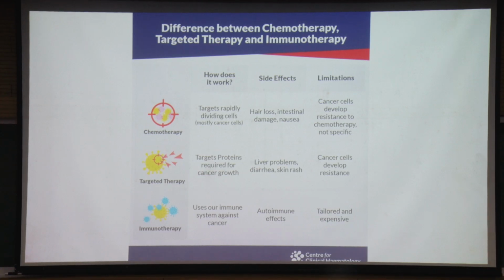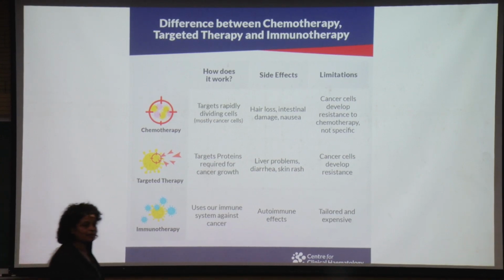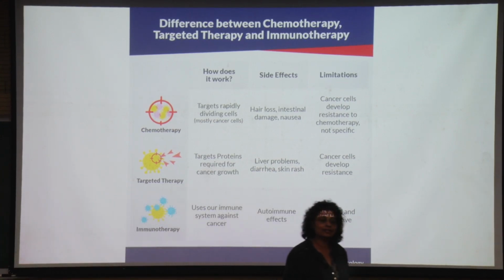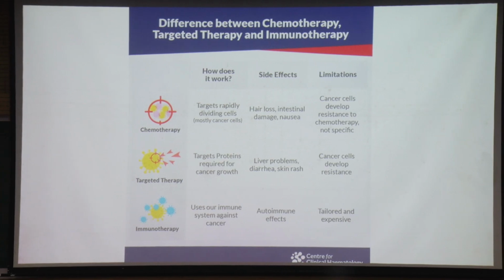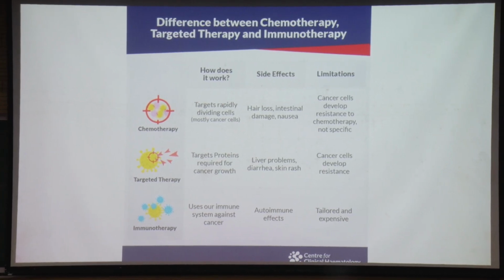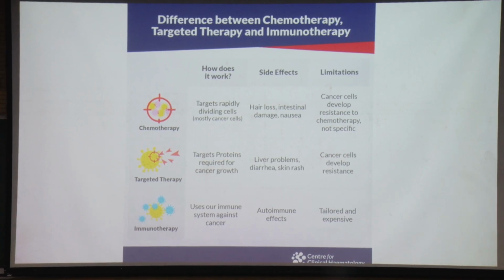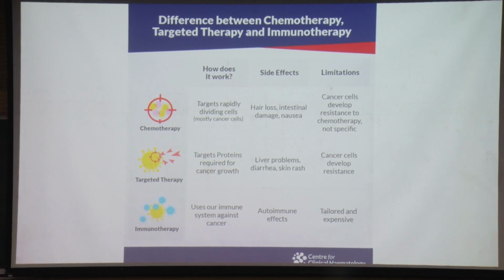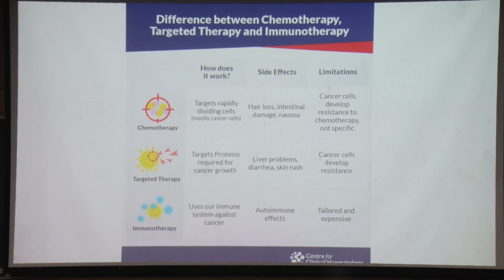So this is just a difference between chemotherapy, targeted therapy and immunotherapy. Anytime you hear chemotherapy, what exactly does it mean? Chemotherapy is based on a simple principle that cancer cells divide very rapidly, right? Other cells are also dividing in our body, but not as fast as cancer cells. So if you target those pathways which are involved in cell division, cancer cells will die.